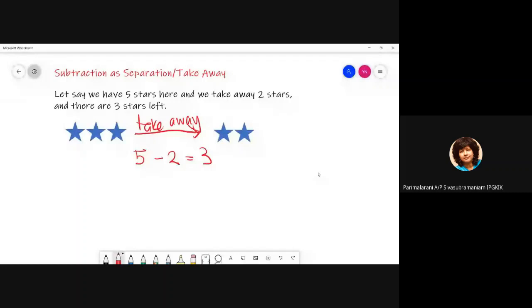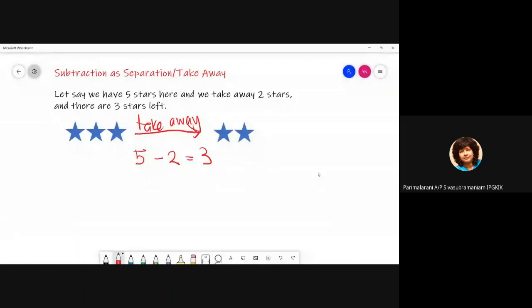So that means you must start off with how many stars? You must start with 5 stars. 5 stars, move the 2 away or cancel it away. You must show that taken away, thrown away. Okay, so you cancel the 2 stars, so you have 3 left. So students can see that they start with 5, you cancel 2, remainder 3, take away.